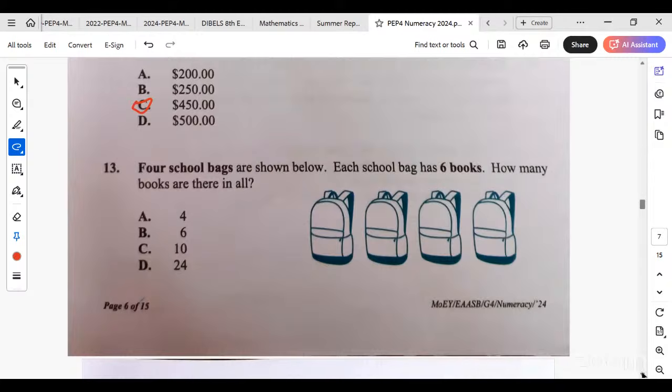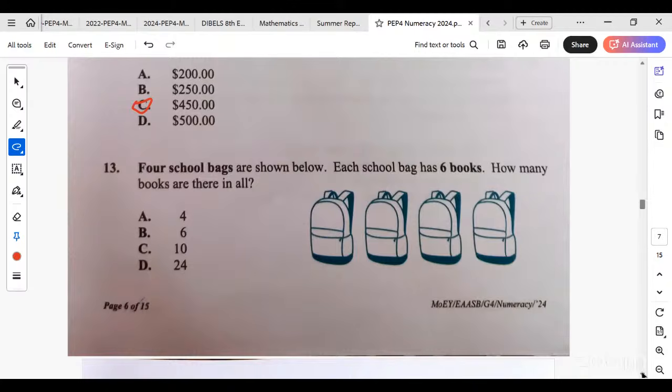All right, question 13. 4 school bags are shown below. Each school bag has 6 books. How many books are there in all? So this is either addition or multiplication. You could choose either. So you could say 4 bags times 6 books each.